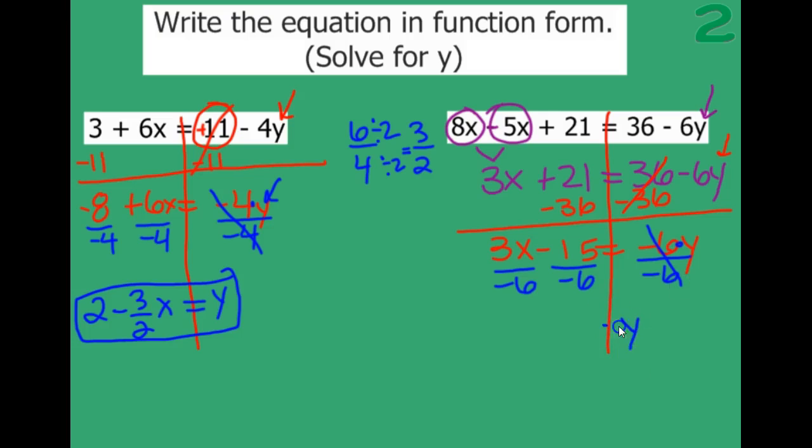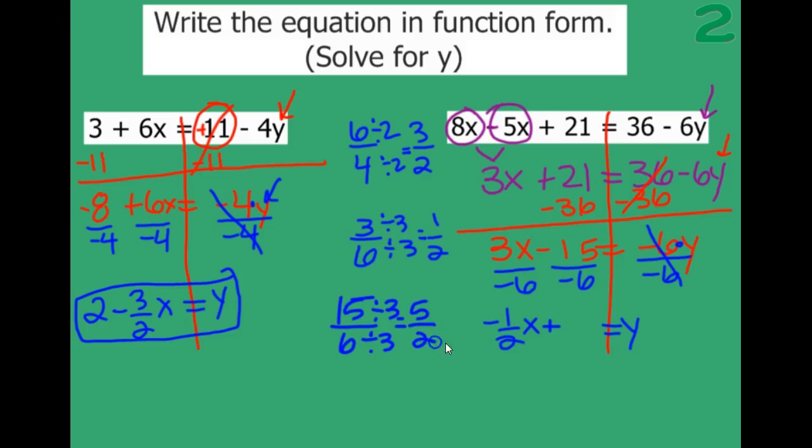So we have y. 3 over 6 is the same as 1/2 if we divide by 3. So it's a negative 1/2 x. Two negatives here make a positive. And 15 over 6, we can also simplify that. If I divide by 3, we get 5 over 2.